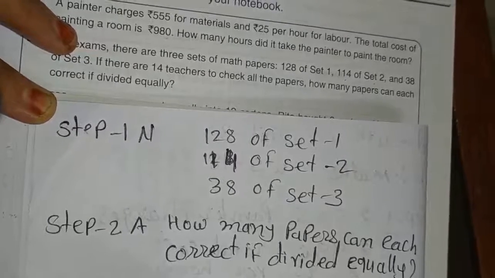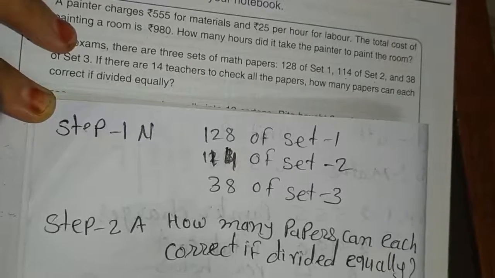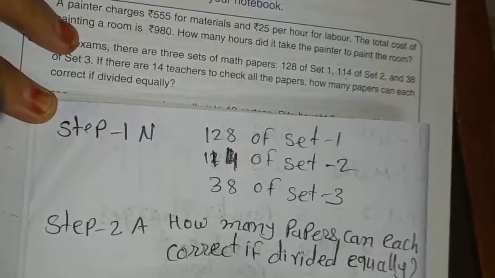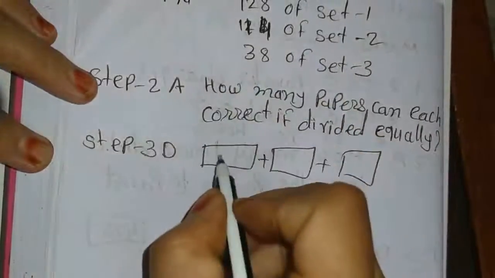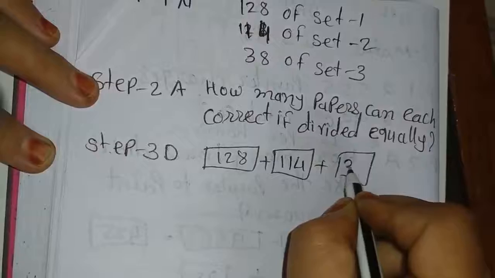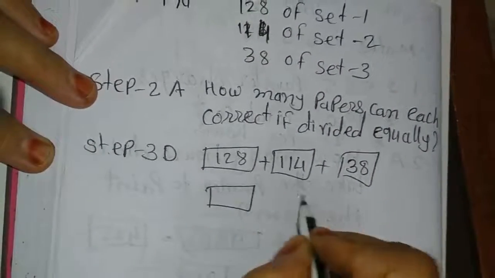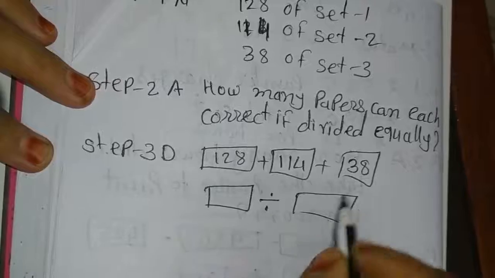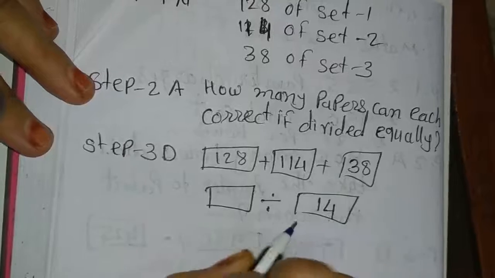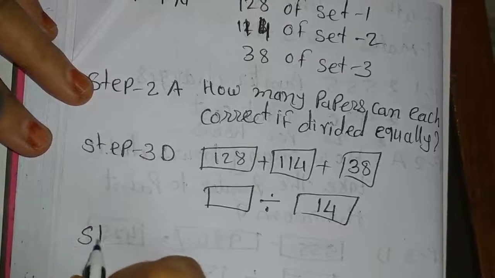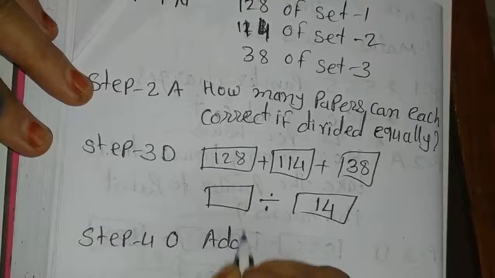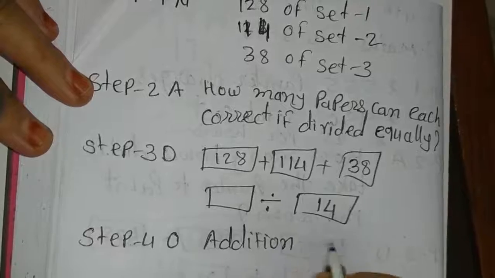Step number 3, draw for understand. So students, here we have to draw 3 boxes and then do the plus sign over here. We have to write 128, 140 and 38. Then again we have to draw 2 boxes. We have to put the division sign and here we have to write how many teachers there are, 14 teachers. So we write here 14. Step number 4, operation. So here we have to do the addition and division.